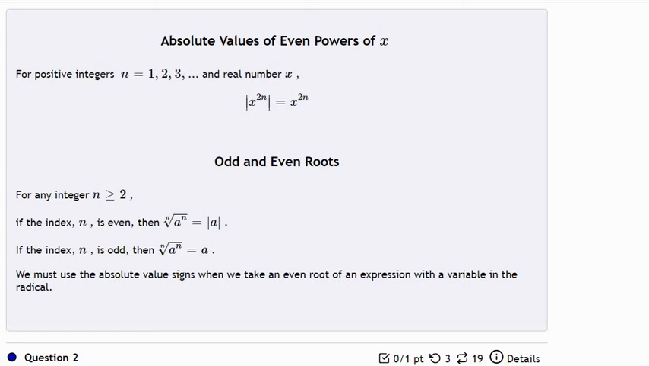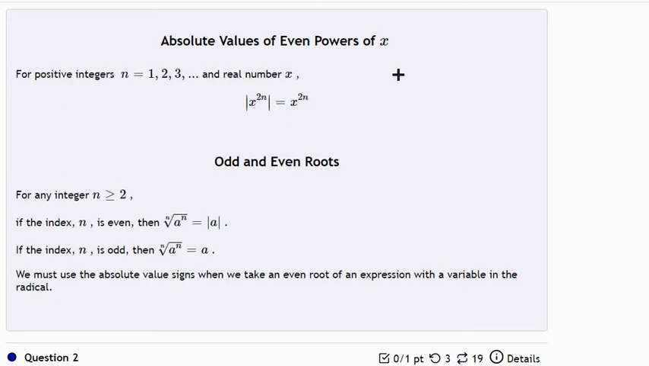Okay, so let's talk about the absolute value of even powers of x. For positive integers n equals 1, 2, 3, and so on, and real number x, the absolute value of x to the power of 2n is always just equal to x to the 2n. Basically, this says that if you have the absolute value of x raised to an even power, because 2 times n is always even, if you double any whole number, you get an even number. So the absolute value of x to any even power is just x to that even power. You don't need the absolute value.